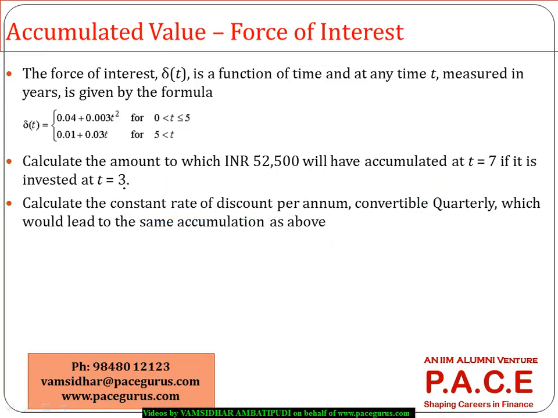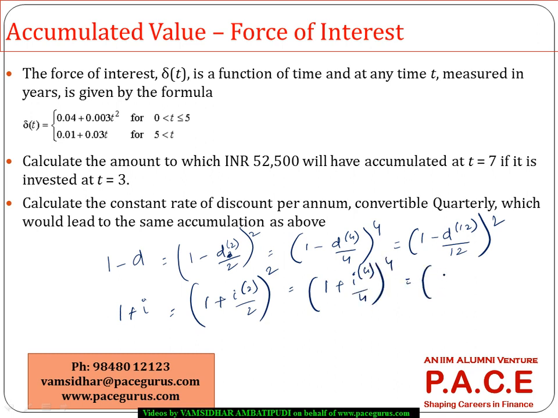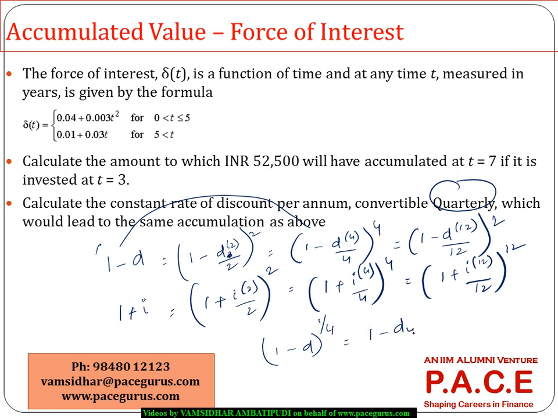And one more relationship which we have discussed: 1 minus D should be equal to 1 minus D2 by 2 whole squared, should be equal to 1 minus D4 by 4 to the power 4, equal to 1 minus D12 by 12 to the power 12. The same logic which we used for the interest rates, 1 plus I is equal to 1 plus I2 by 2 whole squared, equal to 1 plus I4 by 4 to the power 4, equal to 1 plus I12 by 12 to the power 12. Now that I know D, and this time I want quarterly, I equate these two things. So 1 minus D to the power 1 by 4 is equal to 1 minus D4 by 4.